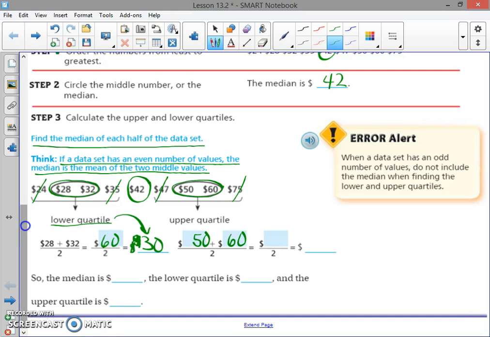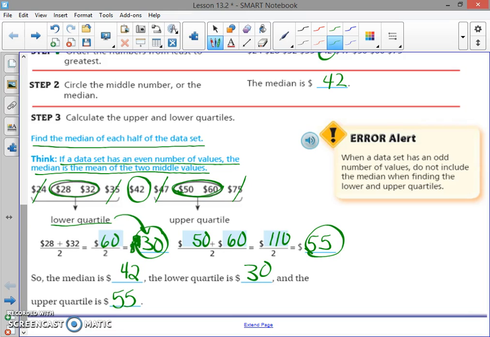But if you would like to, you can add 50 and 60, get 110, and then divide that by 2, and you get 55. So some of the middles of the two you just know in common sense. Other times you have to add them together and divide by 2. So the median is 42. The lower quartile is 30, and the upper quartile is 55.